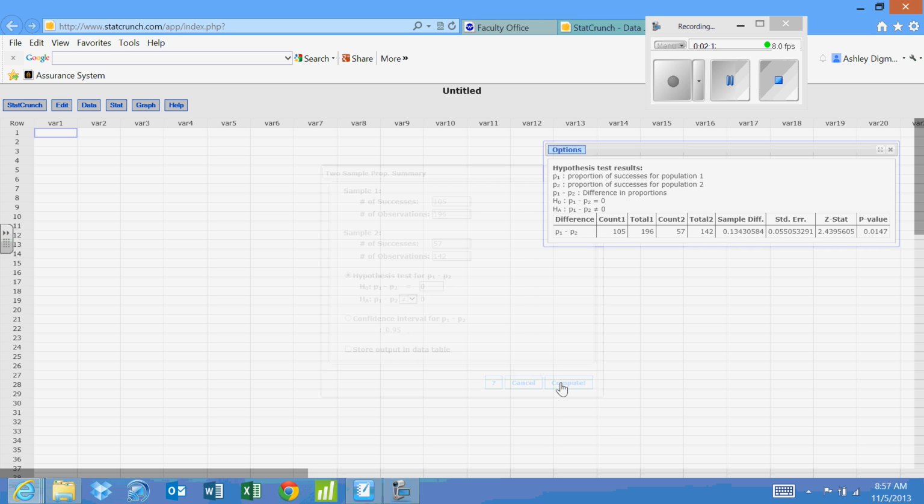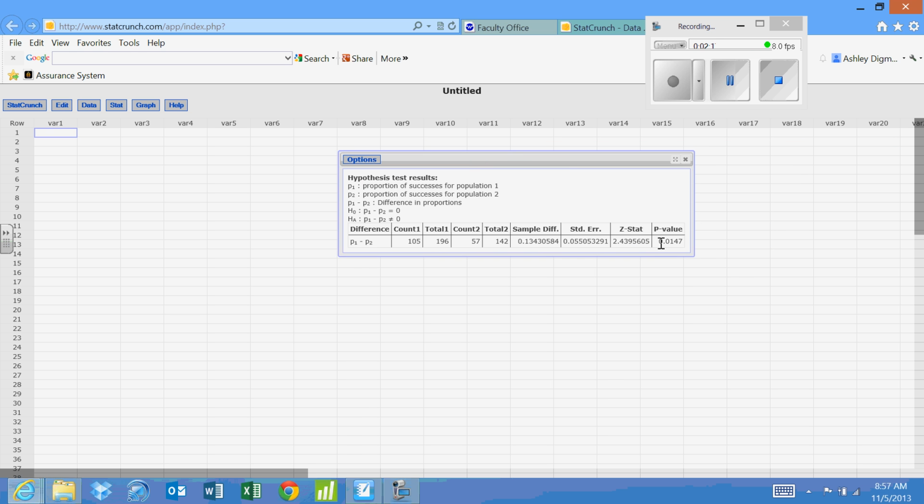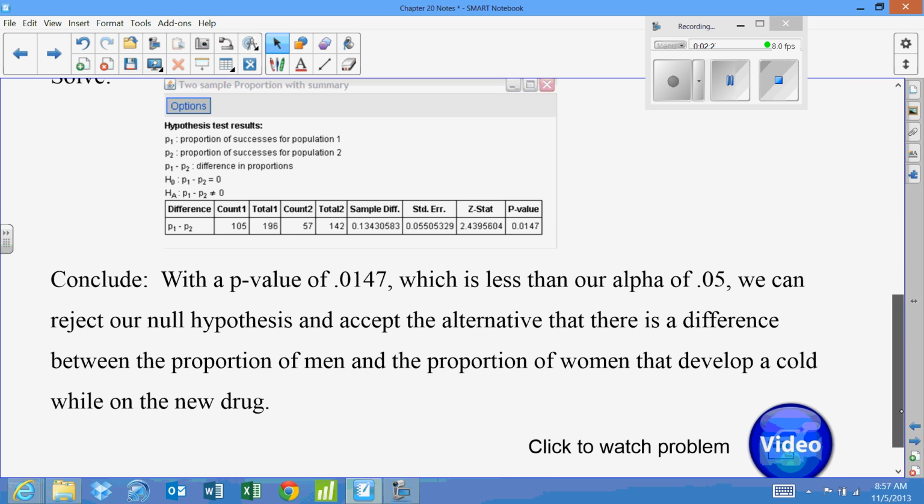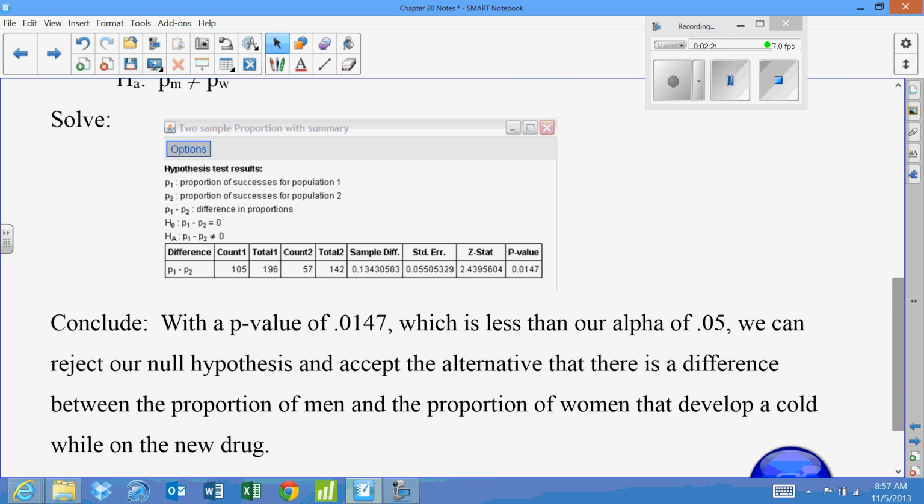We will hit compute. Once we do that, we want to look at our p-value here, and our p-value is 0.0147, which is definitely less than our 0.05. So let me go back to our file here. As you can see, with that p-value, it's less than our alpha, so we can reject our null hypothesis and accept the alternative that yes, there is a difference between the proportion of men and the proportion of women that develop a cold while on the new drug.